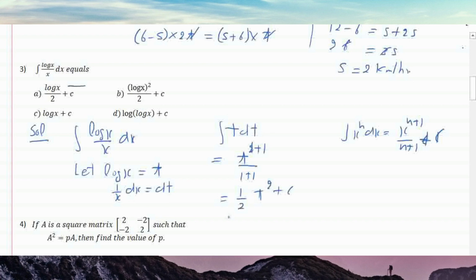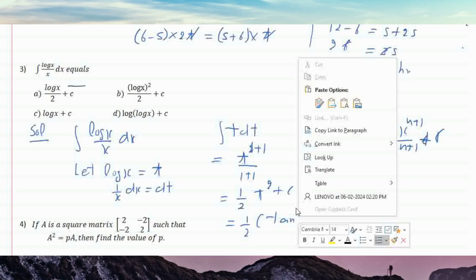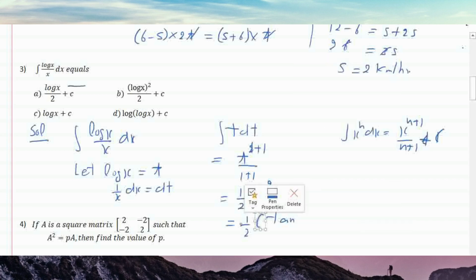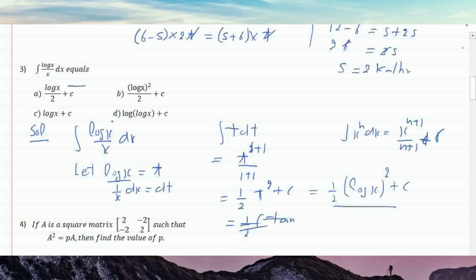So you just put the value of t here. We are getting here, this is not 10, children. Here we are getting half. The value of t here is log x. So I am putting here, this is log x square plus c. So you just check out the answer. The answer to this question is the B part.